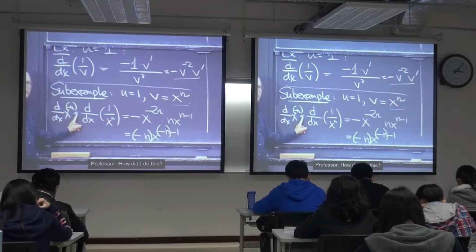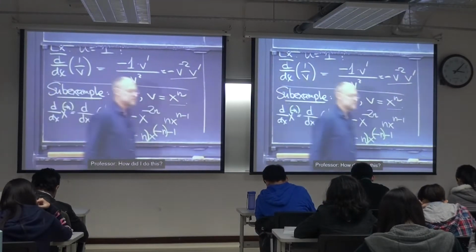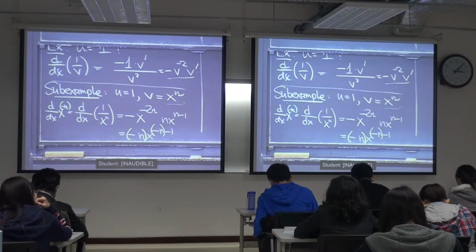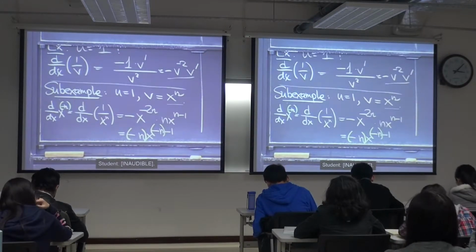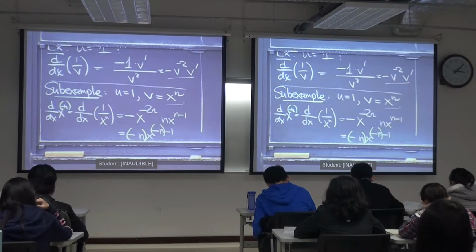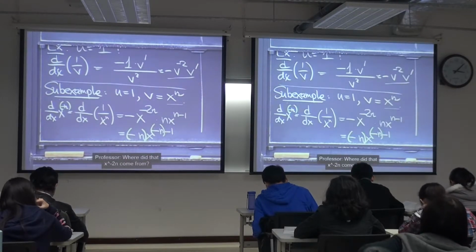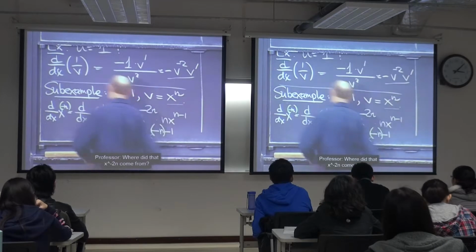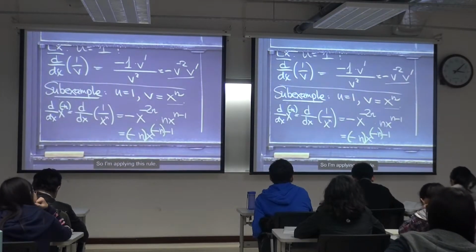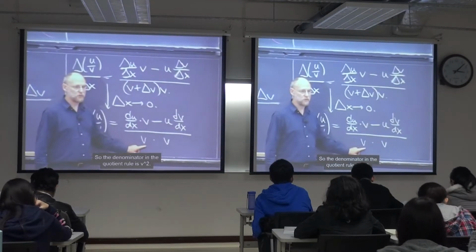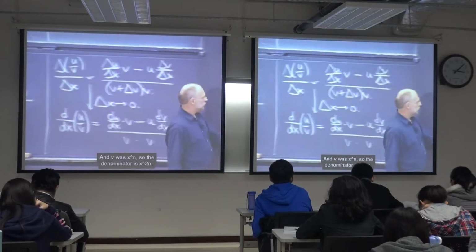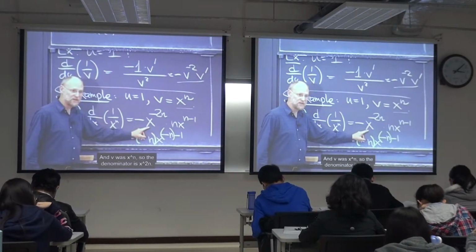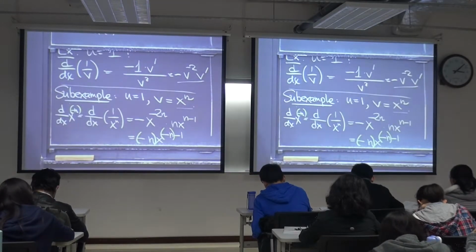Where did that x to the minus 2n come from? So I'm applying this rule. The denominator in the quotient rule is v squared. And v was x to the n, so the denominator is x to the 2n, and I decided to write it as x to the minus 2n.